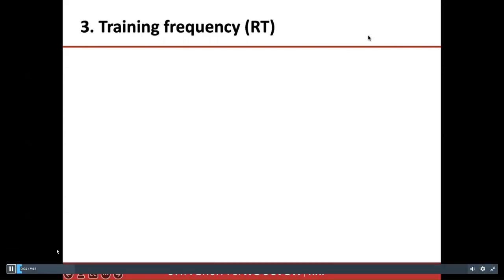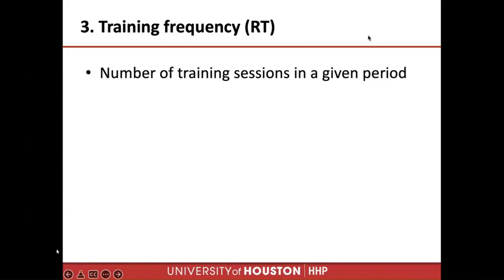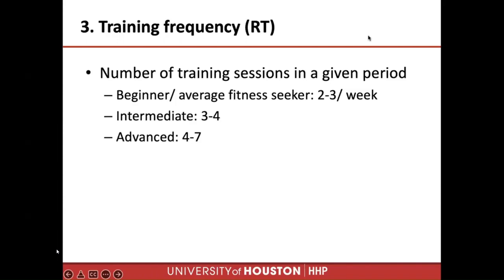The training frequency is going to be a little bit different if we're talking about resistance training or cardiorespiratory exercise training. The training frequency is the number of training sessions in a given period. For resistance training, beginners 2 to 3 days a week, intermediate 3 to 4, advanced 4 to 7. Now, of course, I think most people realize that we don't want to lift the same muscle group 2 days in a row. So how are we doing 7 days a week with that?